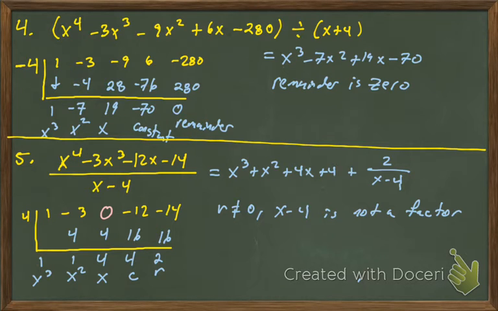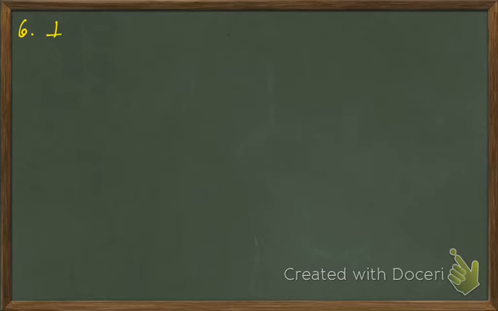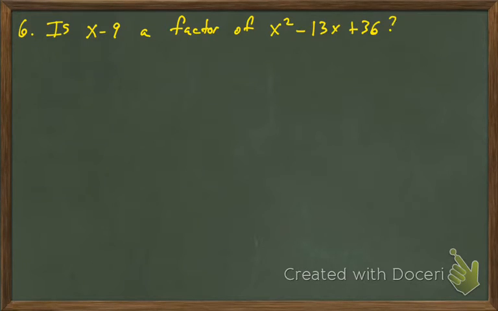Okay. All right, we're going to look at a little bit more. We're going to ask, is x minus 9 a factor of x squared minus 13x plus 36? And we'll use synthetic division. So our divisor is going to be x minus 9. The opposite of the minus 9 will be plus 9. Coefficients on x squared minus 13x plus 36 are 1, negative 13, and 36.